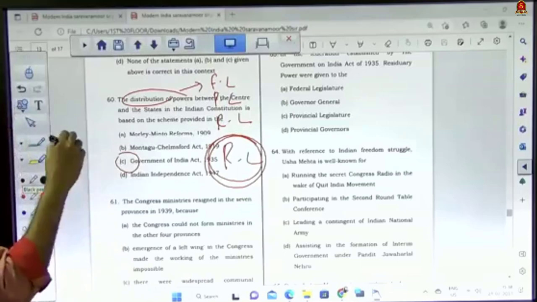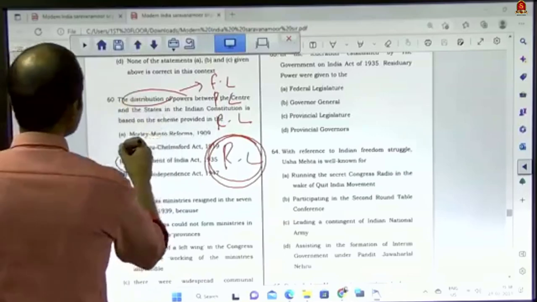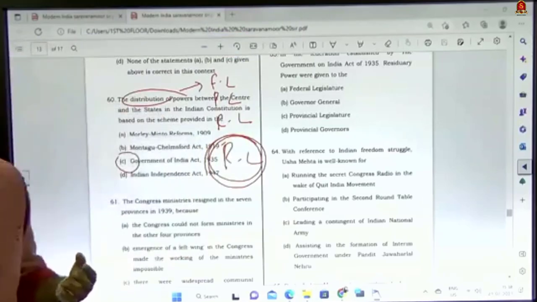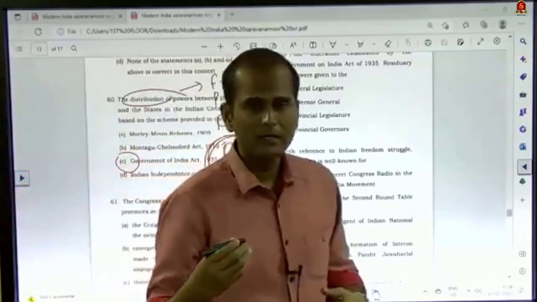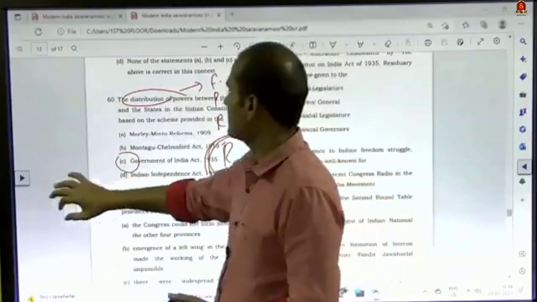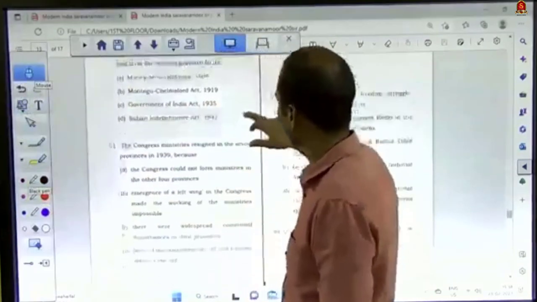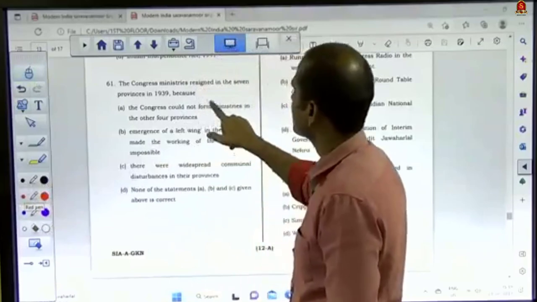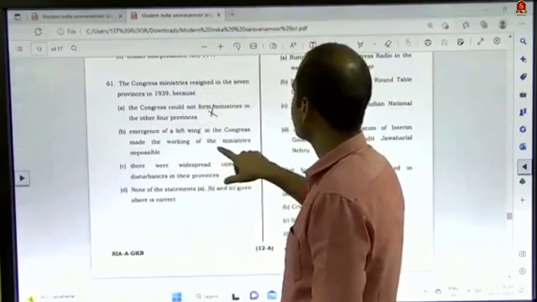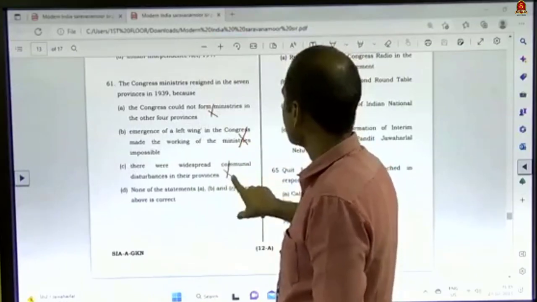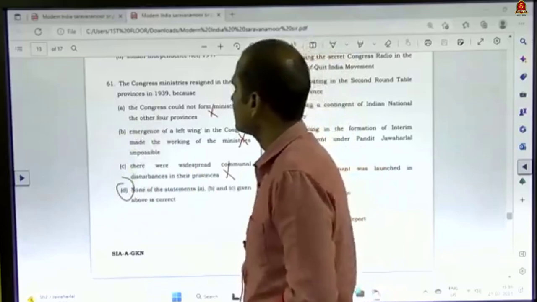Right, don't confuse it with the devolution of power. Earlier in one question we discussed devolution of power, 1919. Distribution of power, as of now we have division of power dating back to the 1935 Act. That's question number 60, answer C. Question number 61, Congress ministry resigned in 7 provinces in 1939. Because Congress couldn't form ministry in other 4, wrong. Emergence of left wing in Congress made working impossible, no. There were widespread communal disturbances, no. So the answer is this.